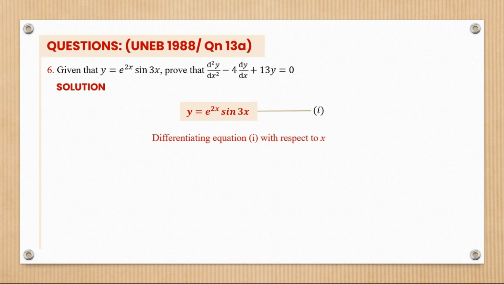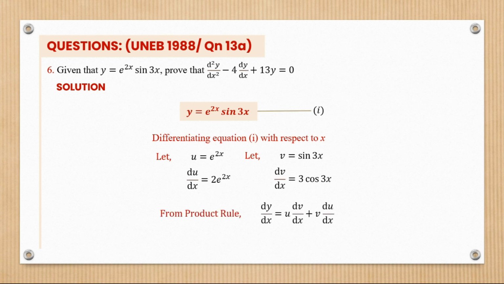Now, differentiating equation 1 with respect to x for the first time, we can let u be equal to e2x. Remember, we're using the product rule. Then du dx should be equal to 2e2x. We let v be equal to sine 3x, and therefore dv dx should be equal to 3 cos 3x, because that's what we get when we differentiate that. Then from the product rule, we know dy dx should be equal to u dv dx plus v du dx. So plug in the values, and this is what we end up having.